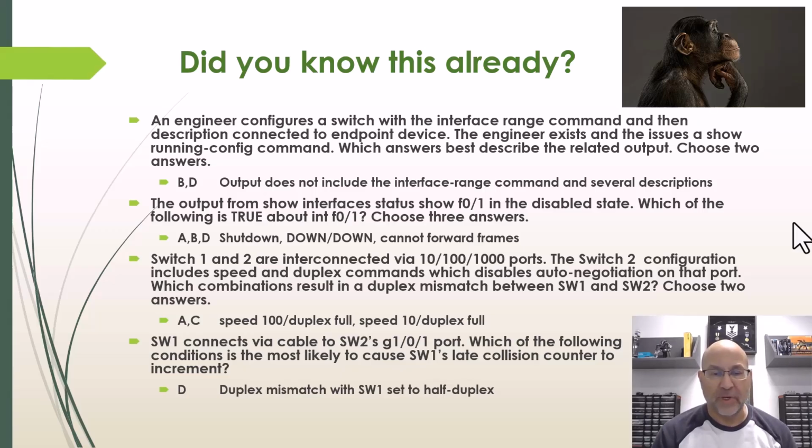Switch 1 connects via cable to switch 2's gig 1/0/1 port. Which of the following conditions is the most likely to cause switch 1's late collision counter to increment? Well, a good thing to remember is that you don't have collisions in non-shared media or in full duplex. So if you have something with a half duplex ending and the other side is trying to auto negotiate or anything like that, that'll result in the collisions. So it's the duplex mismatch with switch 1 set to half duplex. If you didn't understand what in the world I was talking about, we're going to cover all these things over the course of the video.